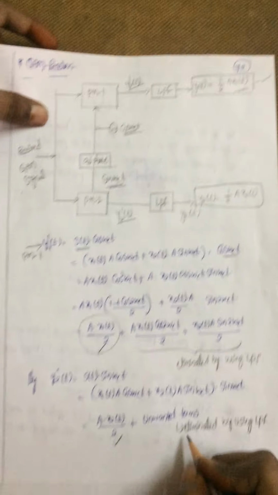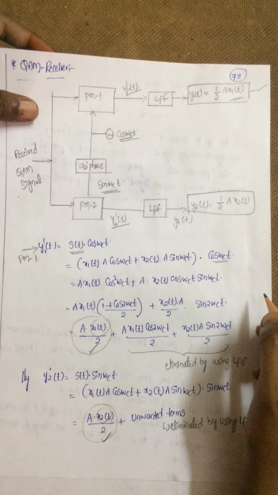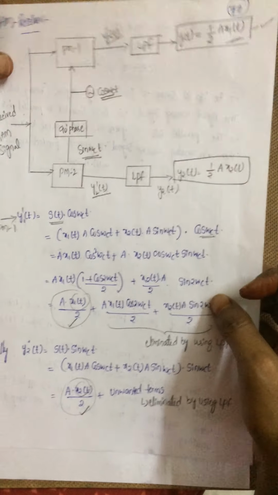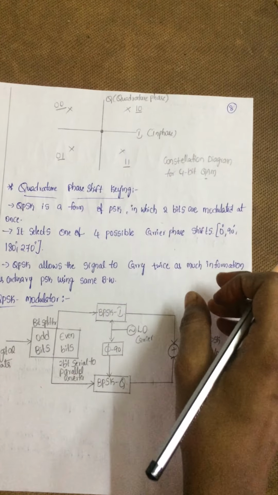Similarly for the second one, we get one more signal, so we have x1 of t as well as x2 of t. Then if we perform analog to digital conversion, we can get that digital data easily. This is about QAM.